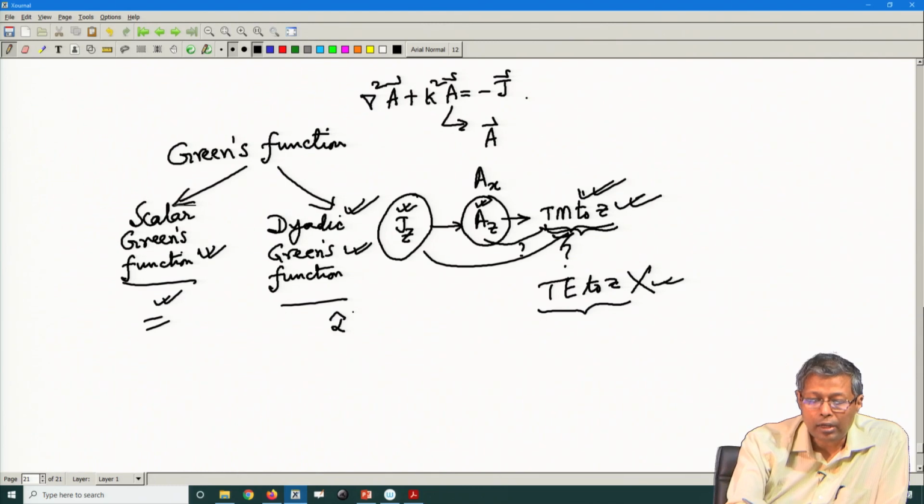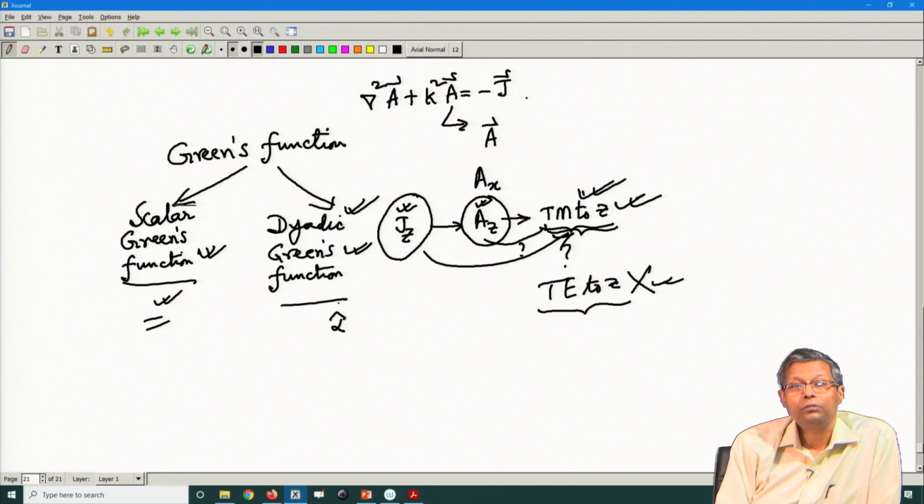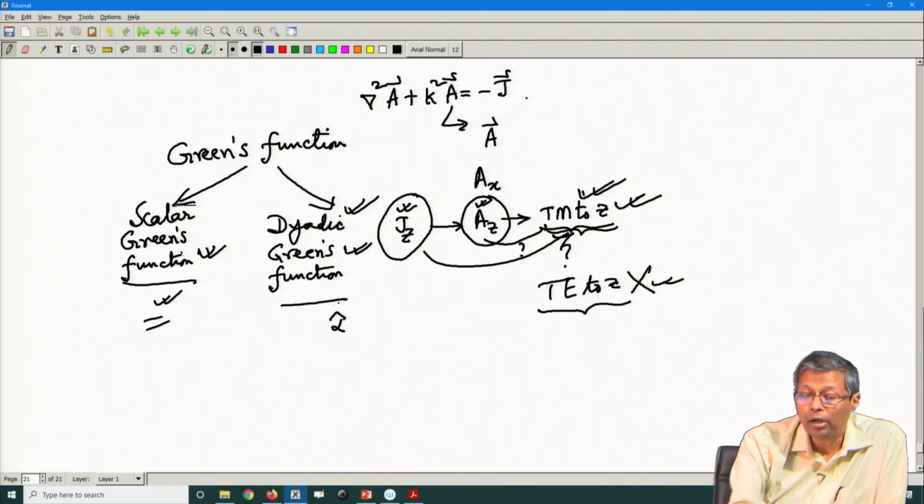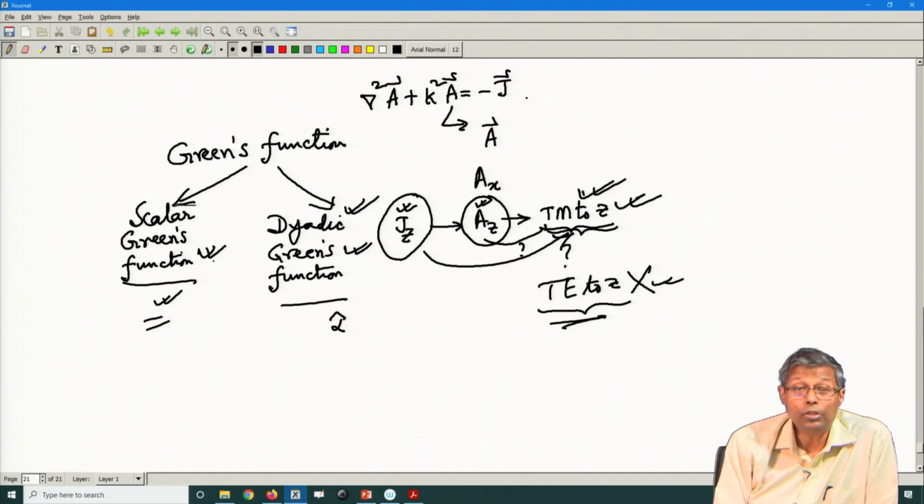So, while the dyadic Green's function group's code is general, the scalar Green's function group's code is quicker. The computation time is less because they do not calculate other modes or modes which are not relevant. There is no question about which is good and which is bad. It is dependent on what you want, which situation you want, whether you want your code to be more general or you want your code to be fast.